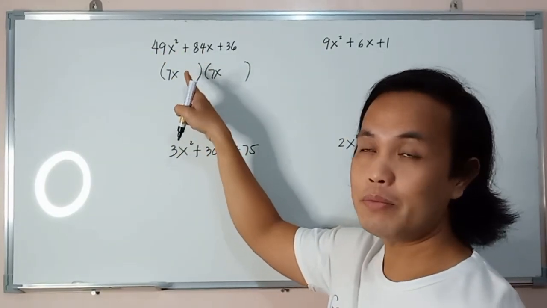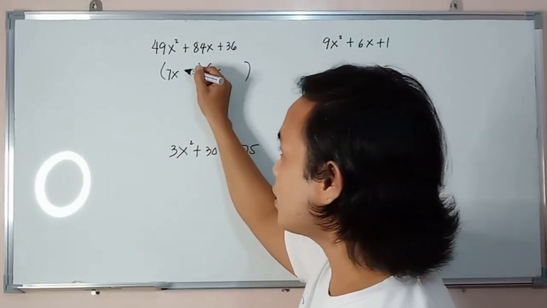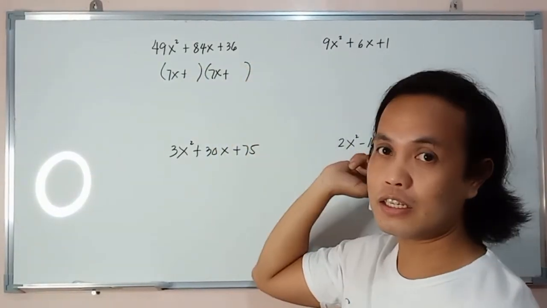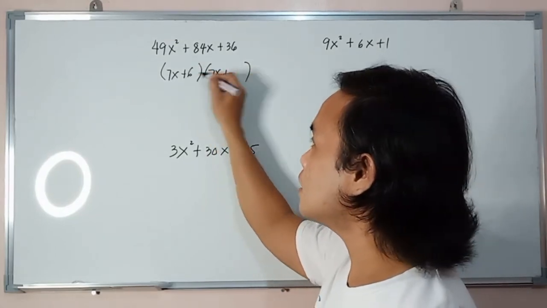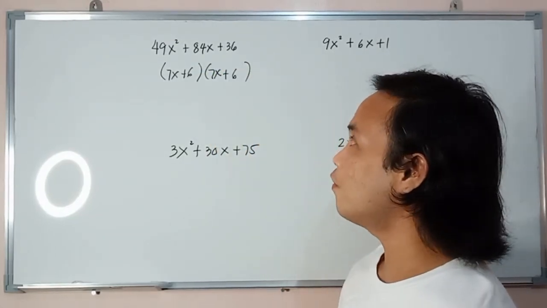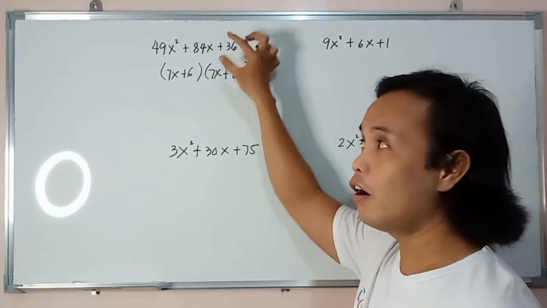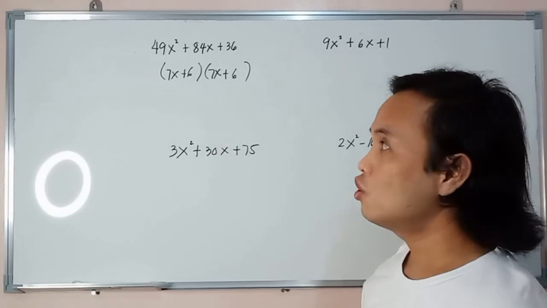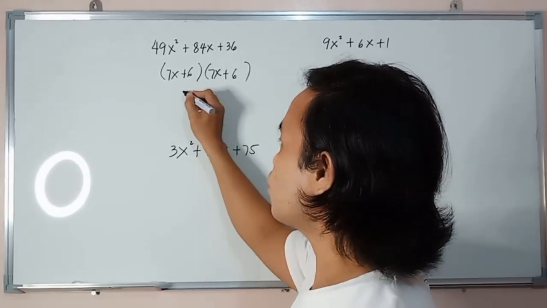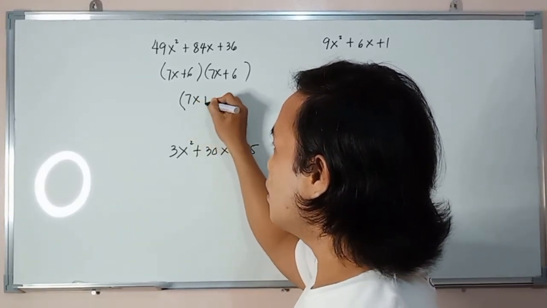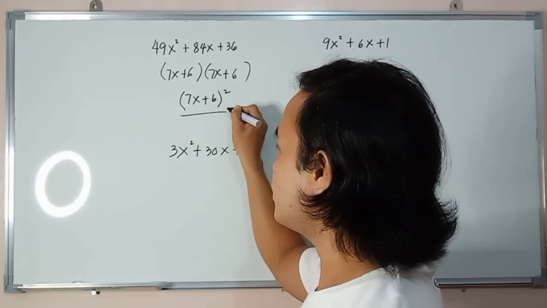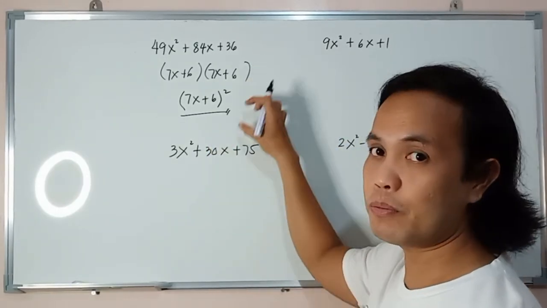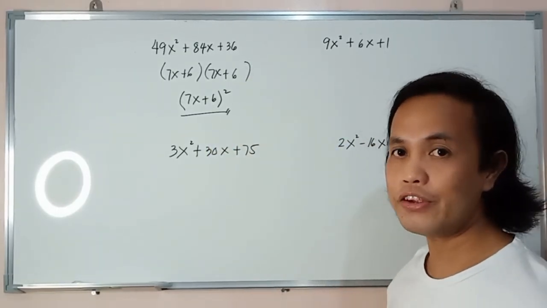Then we copy the sign of the middle term. Our middle term is positive, so we copy plus and plus. And the square root of 36 is 6, so we have 6 and 6. So therefore, the factors of this trinomial are 7x plus 6 times 7x plus 6. So we can write these binomials as the square of a binomial, which is 7x plus 6 quantity squared. So this is now our answer, or we can have this answer. Both are correct.